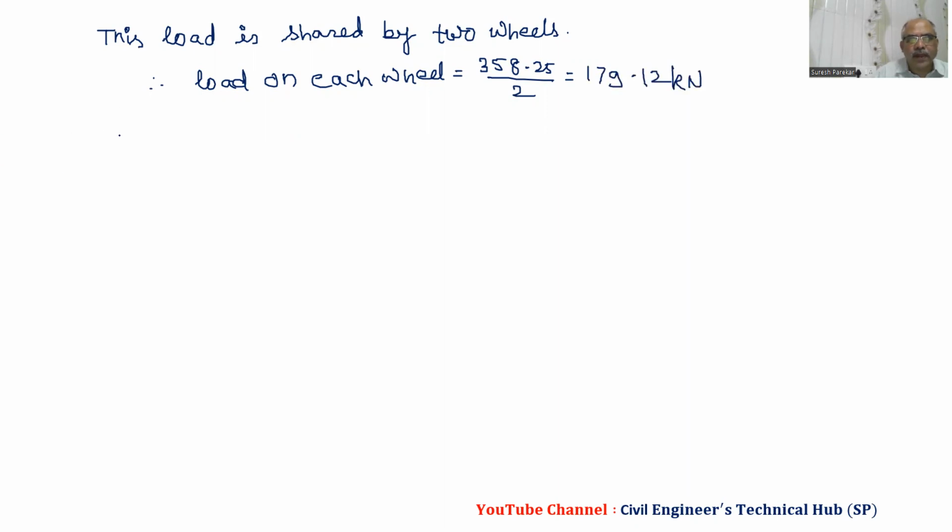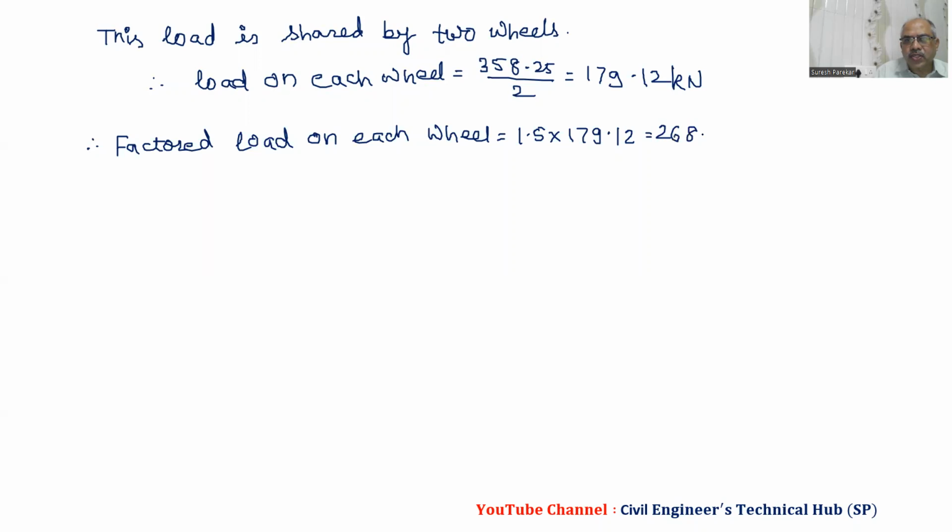Now we have to make it factored. Therefore, factored load on each wheel is equal to 1.5 into 179.12, which is equal to 268.68 kilonewton. So this is the first value, which is factored. This is our step 1, which is the maximum wheel load.